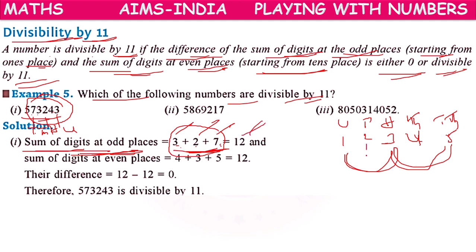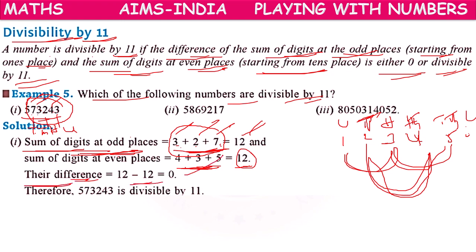And even places means the second place, fourth place, starting from the tens place, thousands place, next lakhs place, like that. If we do their sum: tens place 4, thousands place 3, lakhs place 5, like that we have to add them. Their sum is 12. After taking the sum of both odd places and even places, now we have to take their difference. 12 minus 12 is 0.